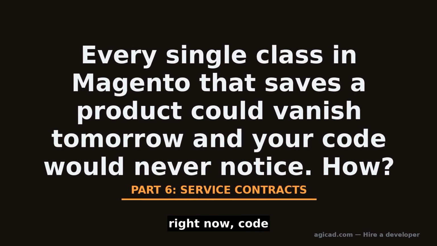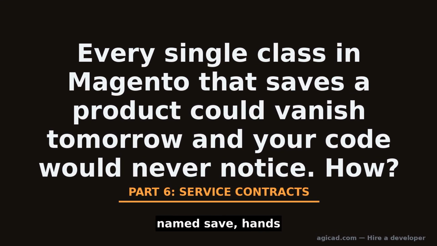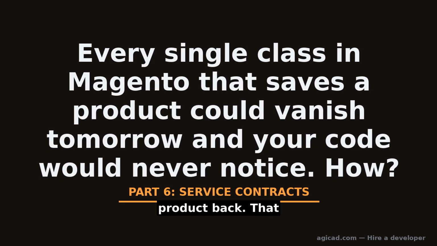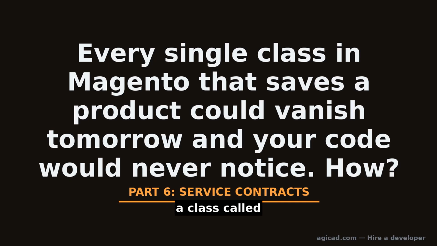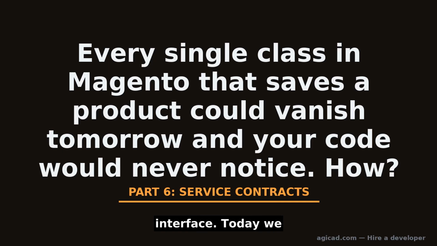Somewhere in Magento right now, code calls a method named save, hands it a product, and gets a product back. That calling code has never heard of a database table, never heard of a class called product repository, and never will. It only knows an interface.